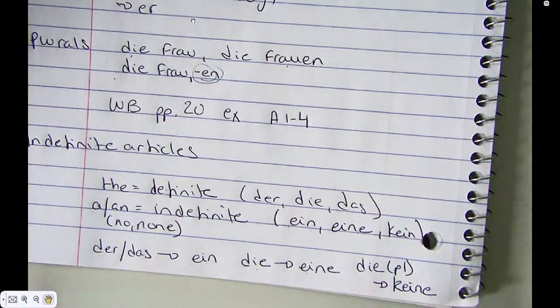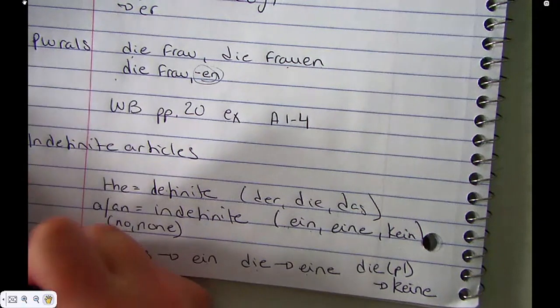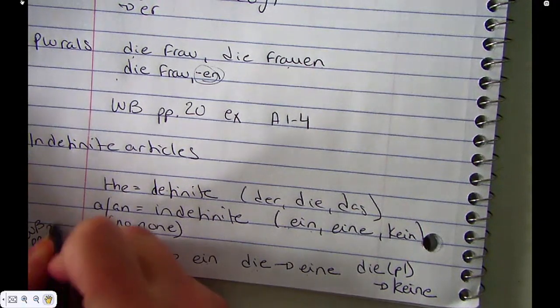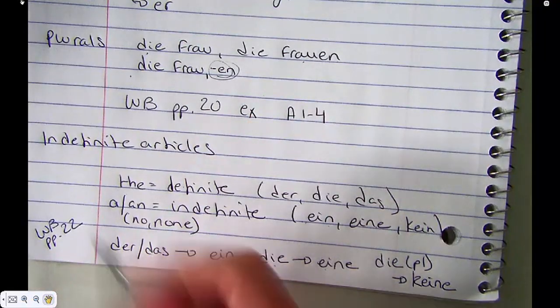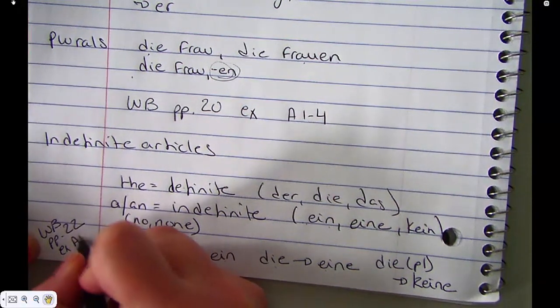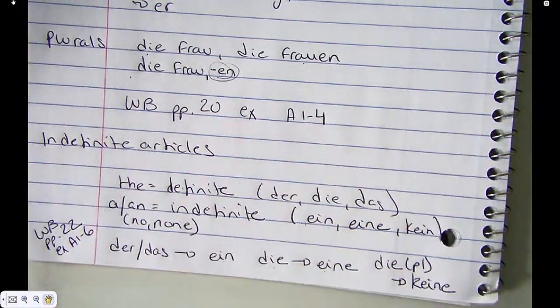Okay, for that, I'm also going to make you do one activity in the workbook. It's workbook page 22, and it is the whole page, but just in case, it's exercise A1-6. And in this activity, I'm going to show you what it looks like. This is what it looks like.